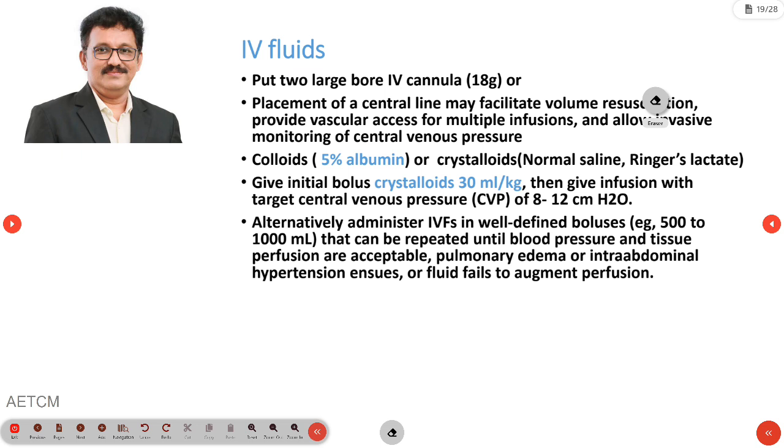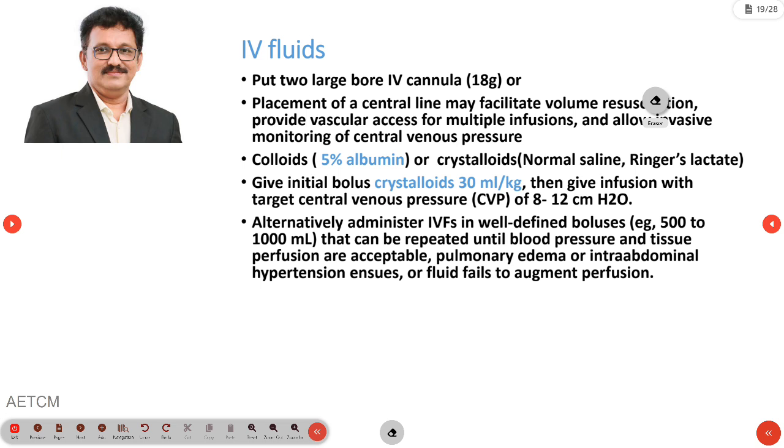Before starting management, you have to always remember to put a large gauge IV cannulation in all patients with shock, preferably 2 cannulas to be placed. Okay. Then how do you manage these patients with hypotension, shock? Best is giving crystalloids. You can give normal saline, ringer lactate, plasmalyte, whatever you want you can give.